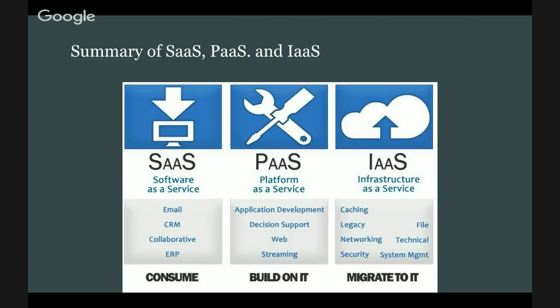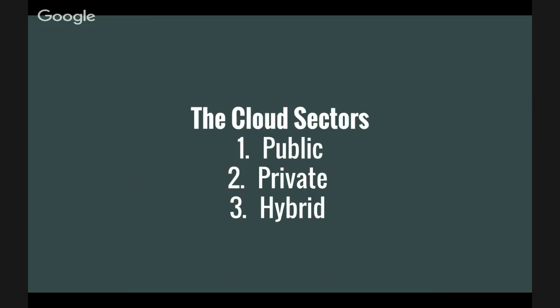This slide summarizes the three models of cloud computing: SaaS for things like email and the like, PaaS used for application development, and IaaS used for systems management. The next part of cloud computing I would like to discuss is the sectors of it, which include the public sector, the private sector, and then a hybrid of the two.